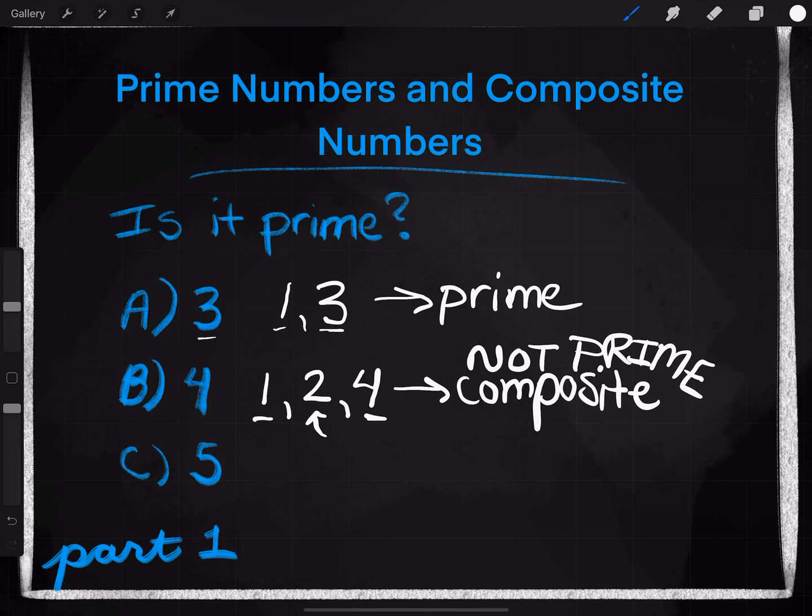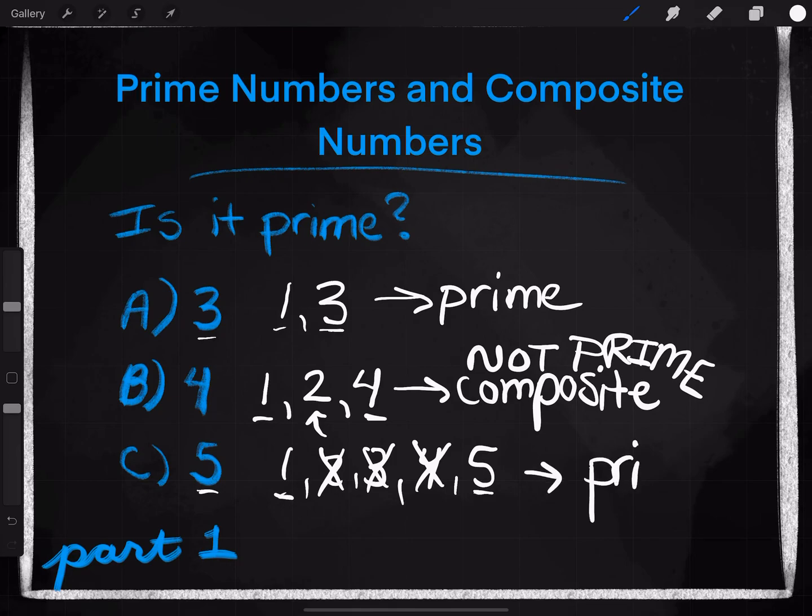All right, go ahead and try 5. Hopefully you could pause the video. So you have 1, 2 is not a factor, 3 is not, 4 is not, 5 is, and now we're up to the number 5, that's always the last factor. So we have 1 and 5, so it's prime because it only has 2 factors, 1 and itself.